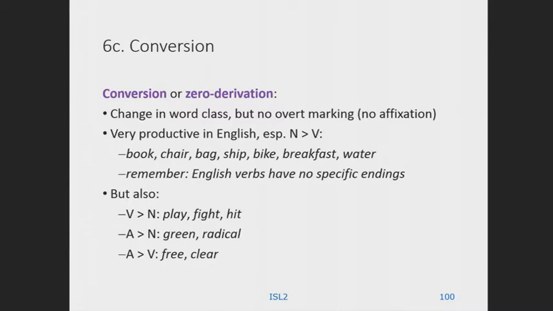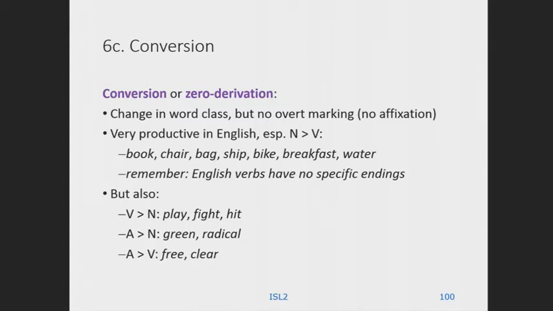So it's like conversion, like currency change. We converted it into something else, but we don't see the difference. There's no overt marking of that. And they're also very productive in English, mainly because we don't have endings. Like we talked about hablar, ir, tener. These endings are in English, in German, gehen, können, singen. There's something that marks, hey, I'm a verb. And English doesn't have that.